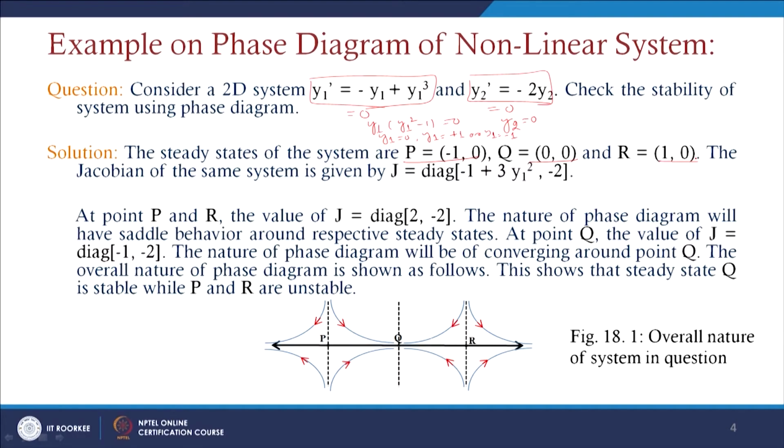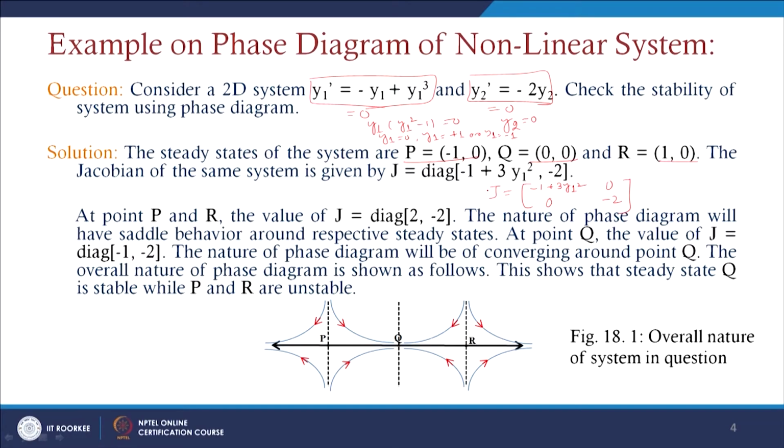And if you go for the Jacobian of this system, we can write it as a matrix of first differentiations with respect to y1. That will give you minus 1 plus 3 y1 squared. And since no y2 is present there, the next entry takes the value 0. The third one, differentiating with respect to y1, has no factor associated with y1, so that will give 0. And the last one, differentiating with respect to y2, will give you minus 2.